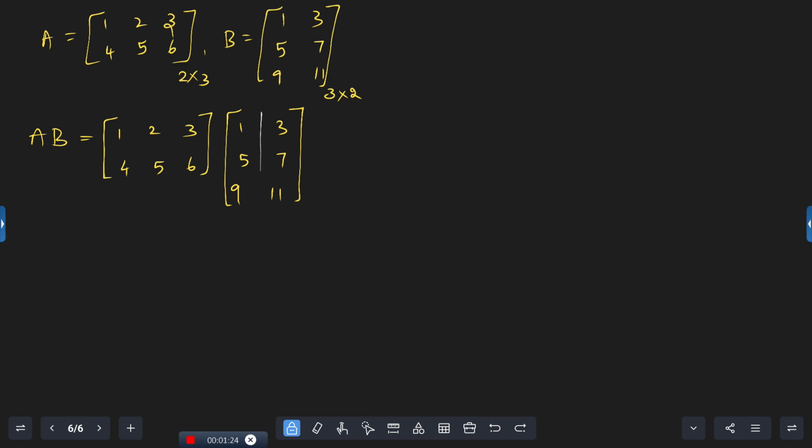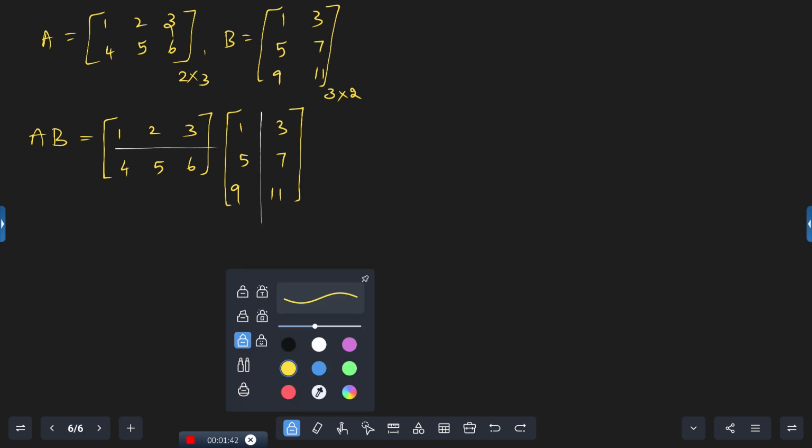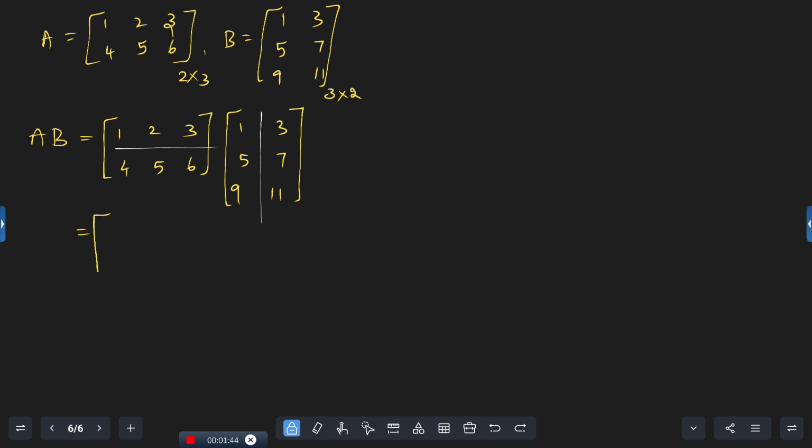Listen carefully. I'm going to take a row. There are 2 rows, first row and second row. First of all, I'm taking the first row. I'm going to multiply with each column. Listen how I'm going to do. The first element must be multiplied with the first element: the first element of the first matrix, the first element of the second matrix. But in the first matrix, we have to see row wise. In the second matrix, we have to see column wise. That is very important.